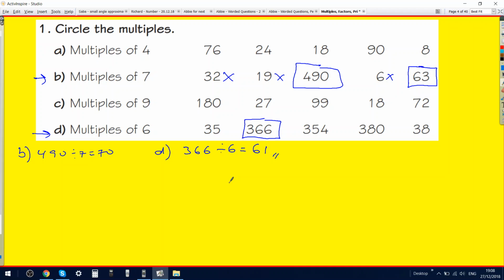38 isn't, because that's not in the 6 times table. 35 isn't either. Yeah, and did you say 38, was it? Yeah, 38 is not in the 6 times table. And so if 38 isn't, what do you know about 380? Not in it either. And so that leaves us with 354.